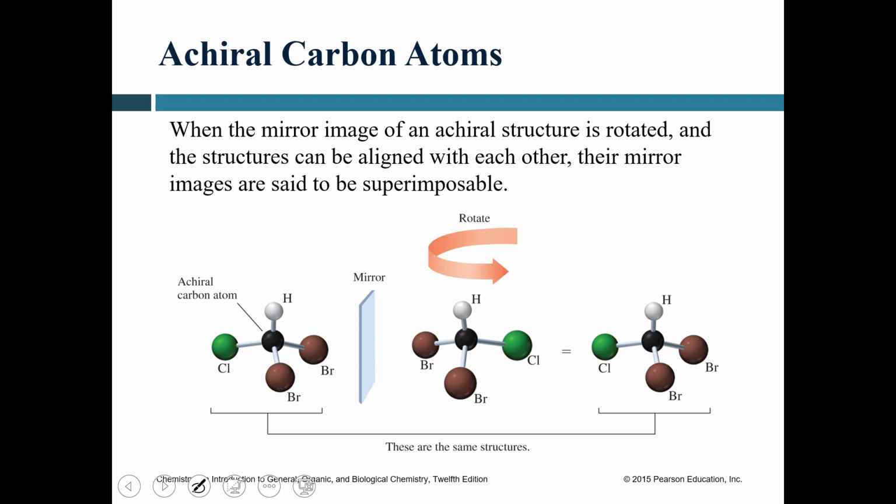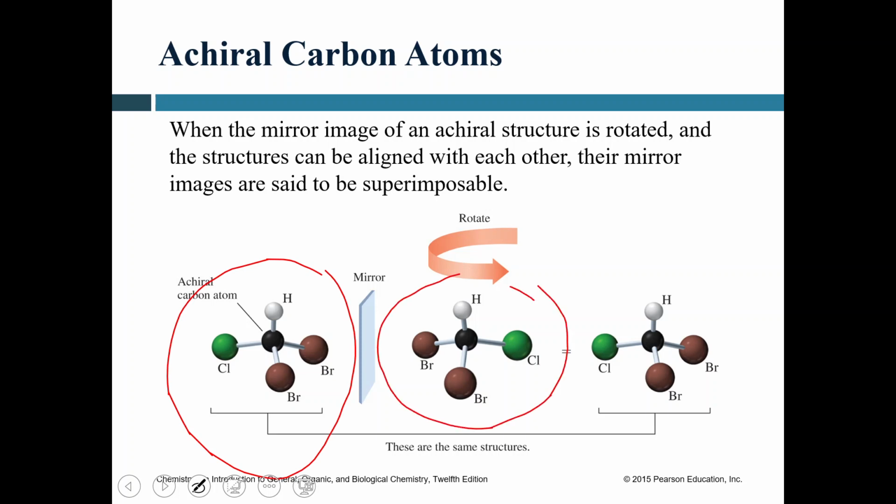So when you rotate a mirror image of an achiral structure, you can align two structures with each other, and their mirror images can be superimposed. For instance, dibromochloromethane and another dibromochloromethane are the same structures because all you need to do to superimpose them is to rotate this image.